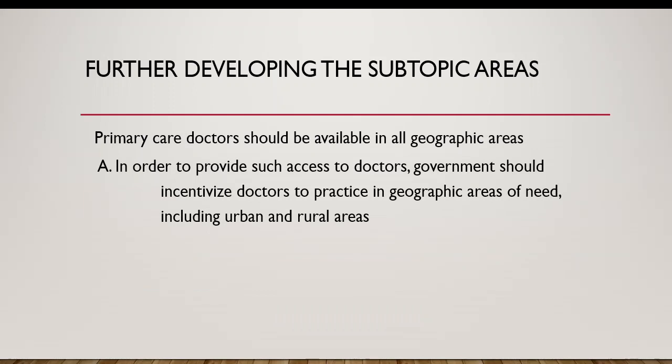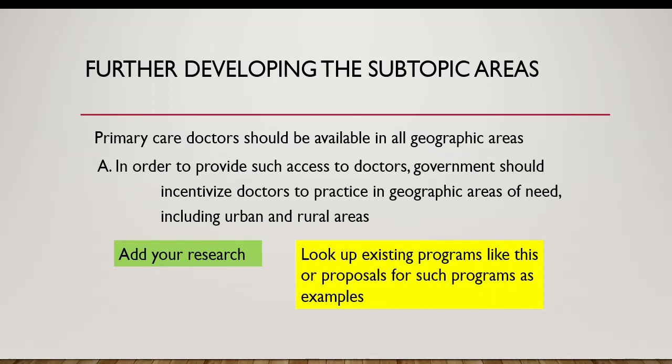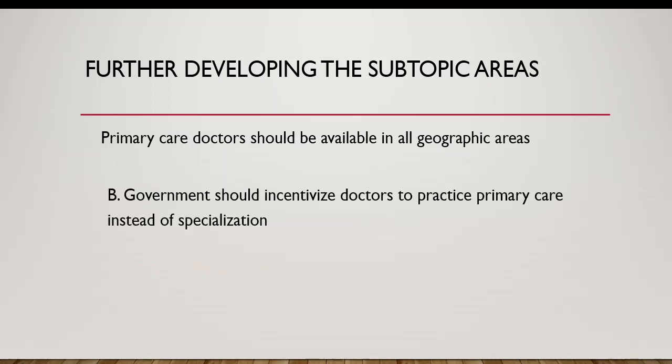Next, we're going to look at a more minor topic area within that subtopic area, and that is the area of, in order to provide such access to doctors, government should incentivize doctors to practice in geographic areas of need, including urban and rural areas. Again, you're going to add research here. You're going to look up existing programs like this, or whether there are proposals for such programs as examples. So you have built your outline based upon your own ideas and the areas you would like to develop, and then see what kind of support you can find for your own ideas next.